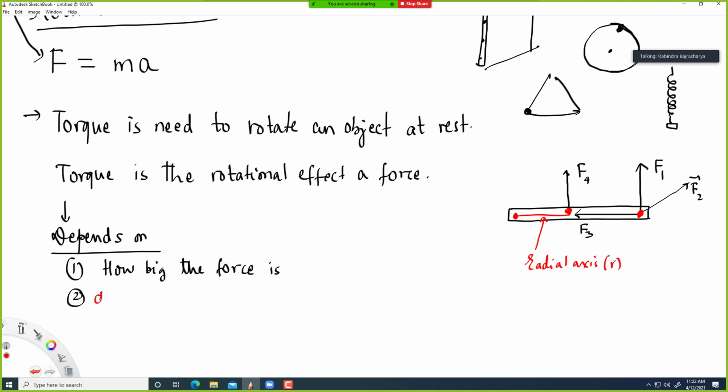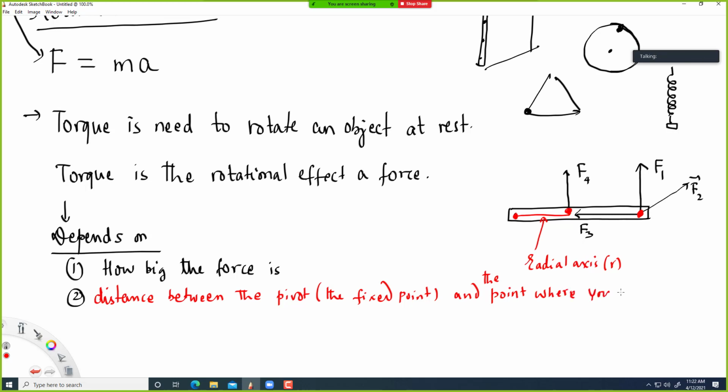So it depends on the distance between the pivot, the pivot is the fixed point, and the point where you apply the force. And this distance is called the radial distance.